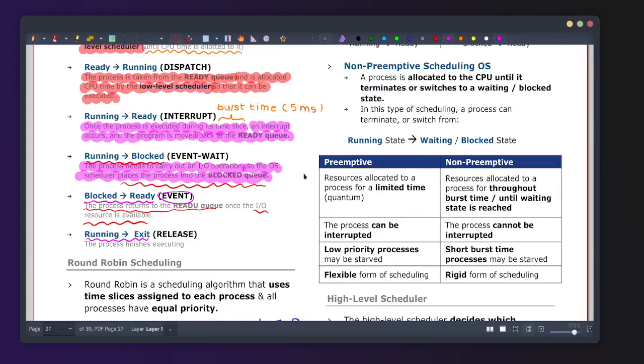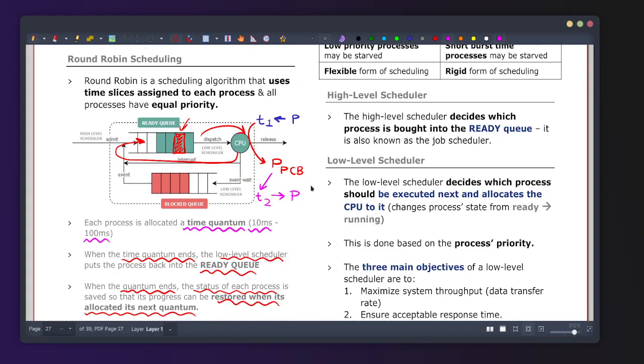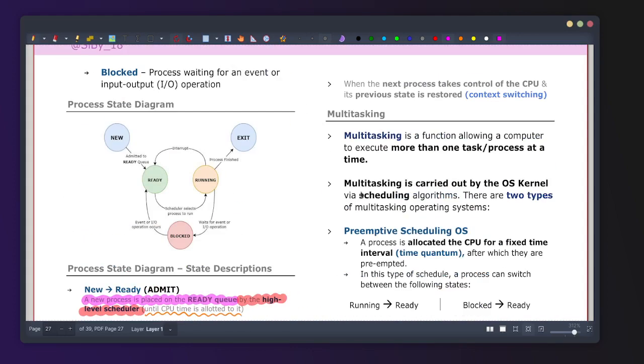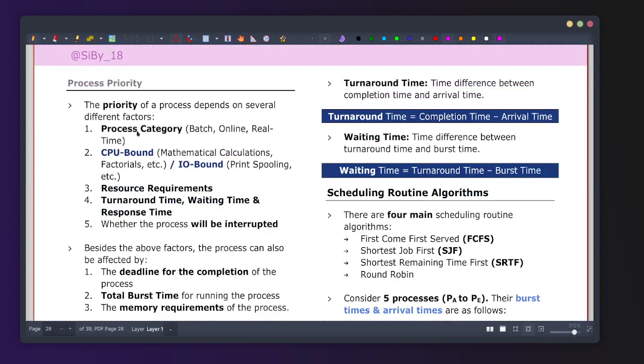Right, guys, so that's about it for how scheduling works, specifically round robin scheduling. In the next few videos, we'll look at how the processor multitasks, how the high level scheduler and the low level scheduler are different with specific details, and finally look at process priority and have a sneak peek at scheduling routine algorithms.